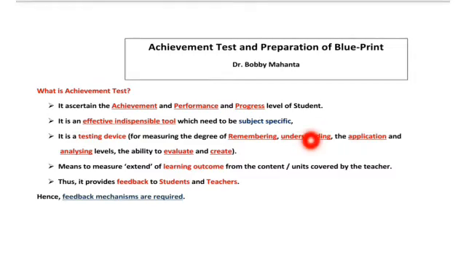Hello students, this is the second part of my discussion on the achievement test. Today we shall understand how to prepare a blueprint.